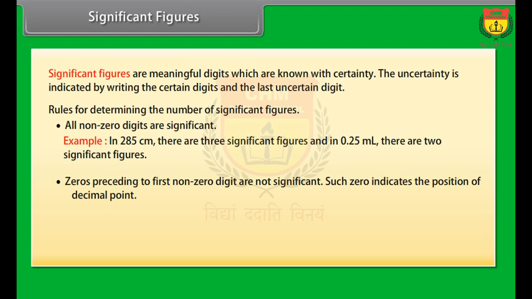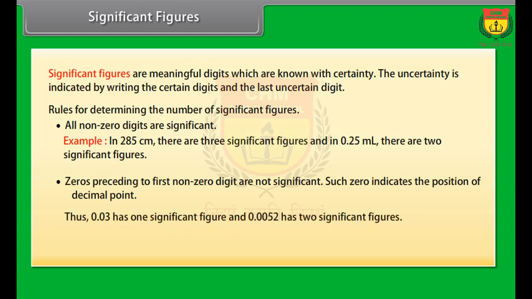Zeros preceding the first non-zero digit are not significant. Such zeros indicate the position of the decimal point. Thus, 0.03 has one significant figure and 0.0052 has two significant figures. Zeros between two non-zero digits are significant figures.